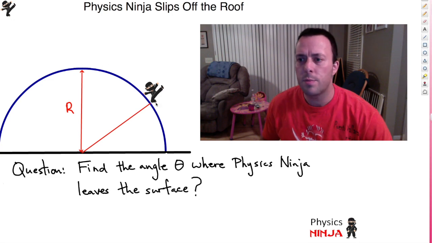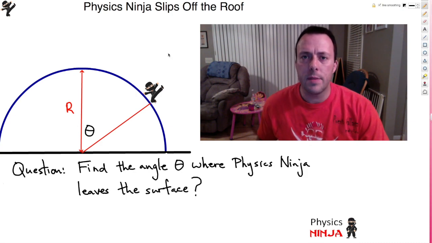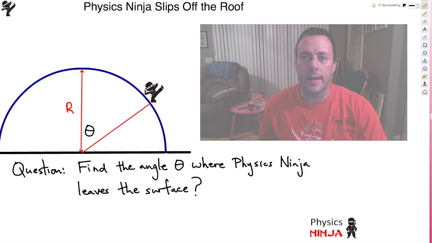So the goal of this problem is to set up the equations and find the angle where Physics Ninja actually loses contact with the surface. Let's set up the equations and see how we would solve those to obtain this angle.